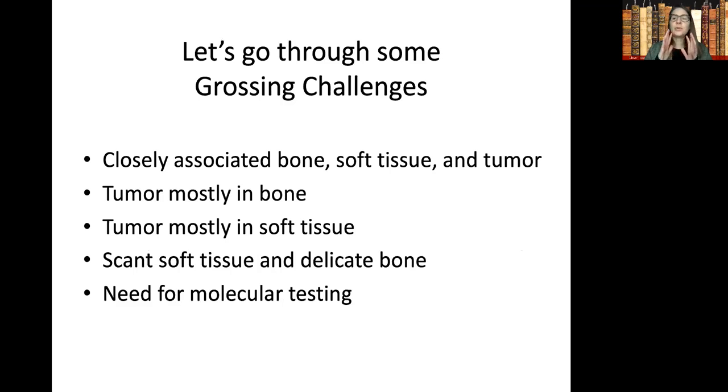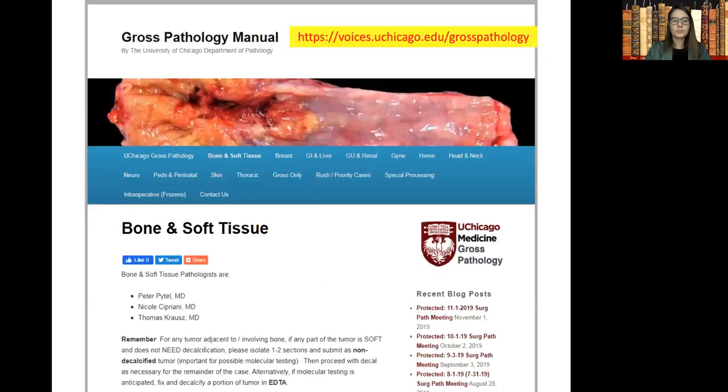So we're going to do this lecture in terms of grossing challenges. Those grossing challenges are going to be closely associated bone, soft tissue, and tumor. Those are going to be tumor mostly in bone, not so much in soft tissue. Tumor mostly in soft tissue, not so much in the adjacent bone. We're going to be discussing scant soft tissue and very delicate bone. And then lastly, how you can interpret the need for molecular testing in all of these specimens.